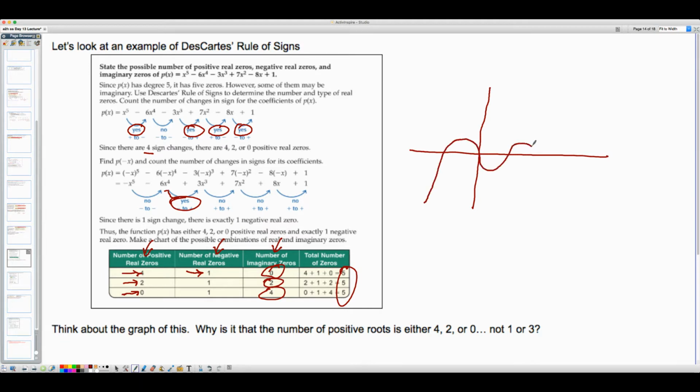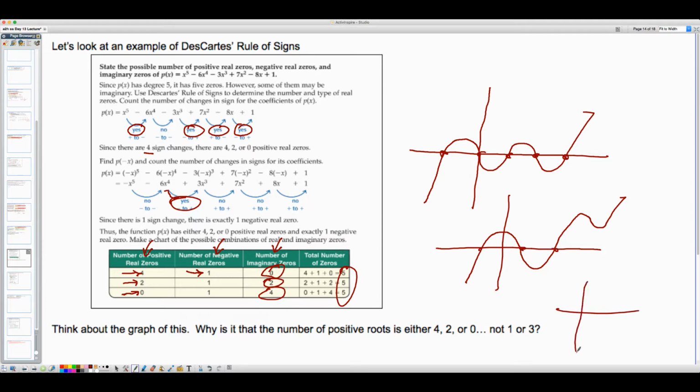1, 2. It would have 1 root, 2 roots, 3 roots, 4 roots, 5 roots. I could have 1 negative and 4 positive. It could go like this, and I don't know how it goes, but it could go 1 root, 2 root, 3 root, 4 root, 5 root. It could have 2 imaginary roots. Or it's going to cross the graph once at least, 2, 3, 4. So you see why this is?